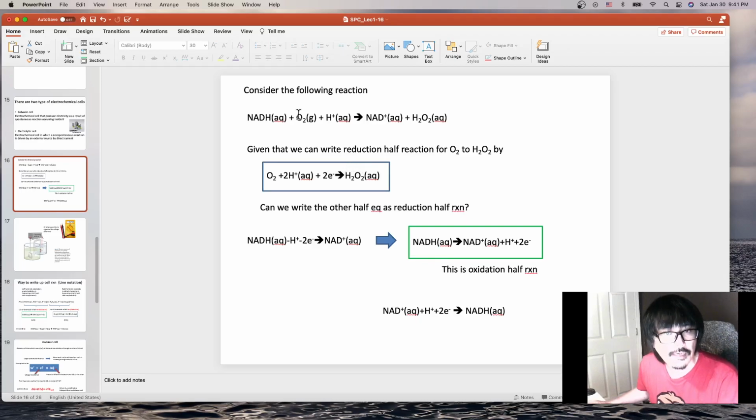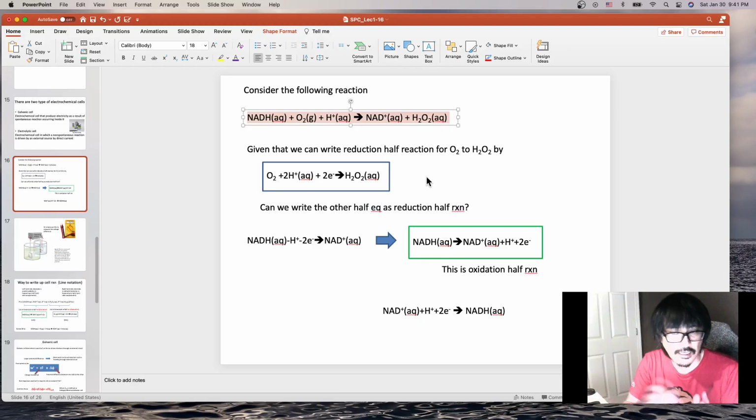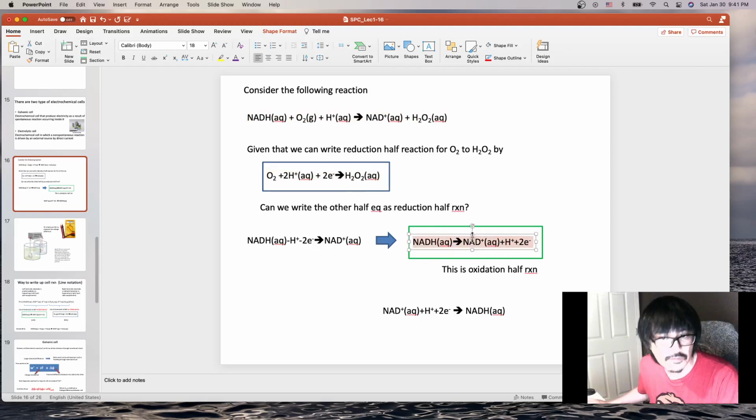Okay. Then, let's consider the following reactions, which are these right here. As you can see, you can actually separate these reactions into two half reactions. One is this guy right here, the production of the peroxide, and the other one is NADH conversion to NAD plus. And you can combine this one and that one, add it up, and you get that one right here.